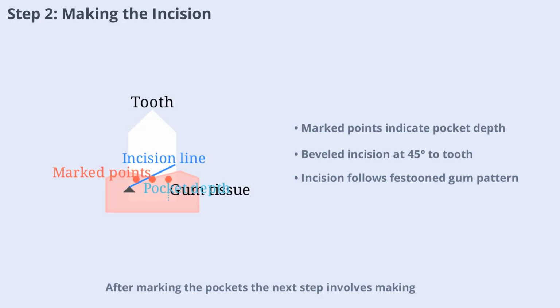After marking the pockets, the next step involves making precise incisions using periodontal knives, Bard-Parker blades, and scissors. The incision starts apical to the marked points and is directed coronally, aiming for a point between the base of the pocket and the crest of the bone. The incision should be beveled at about 45 degrees to the tooth surface, recreating the normal festooned pattern of the gingiva. This careful approach helps avoid unnecessary bone exposure and promotes faster, more natural healing.